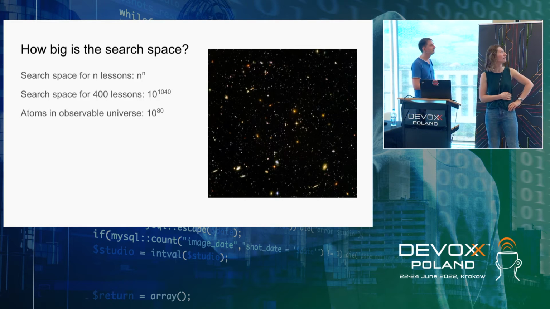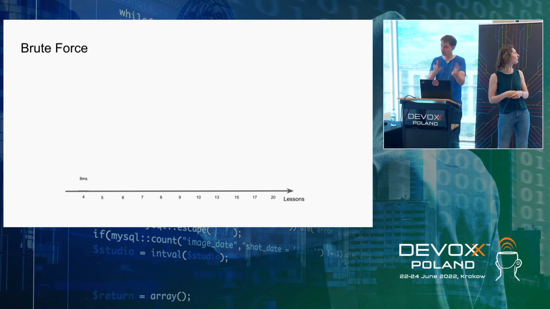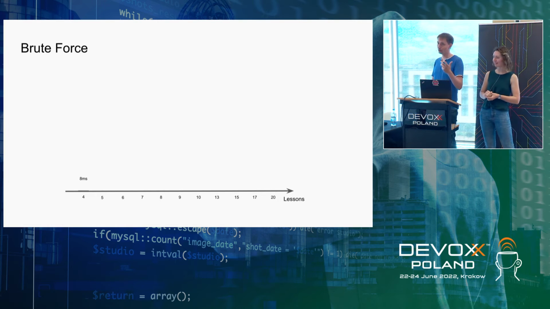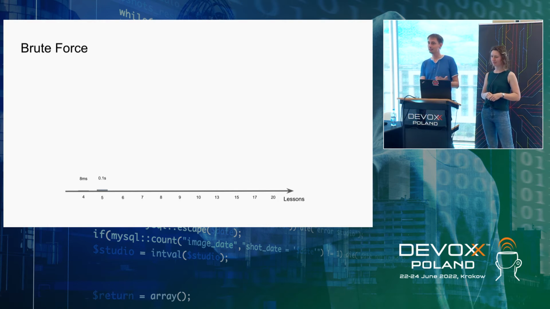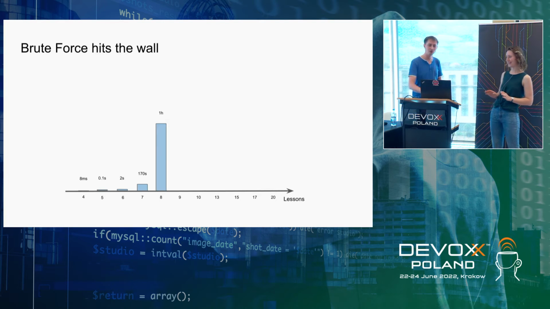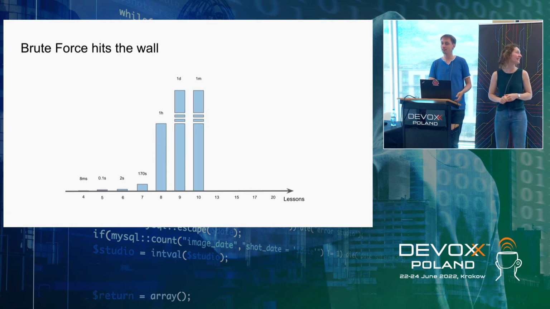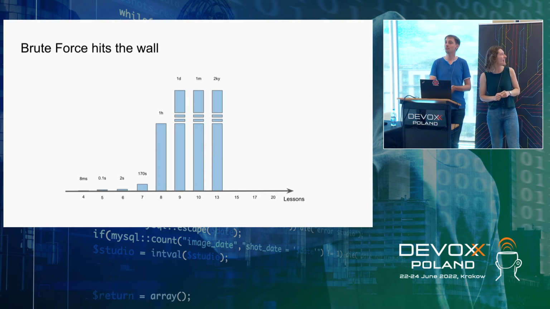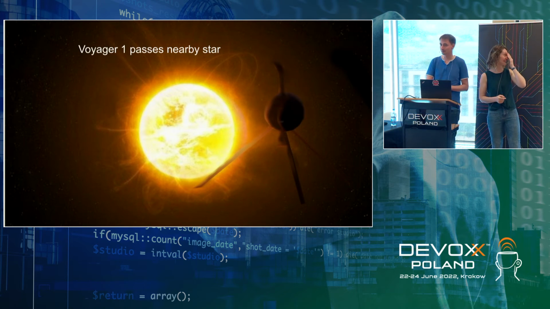Okay. So how long will it take to solve our problem, right? So for brute force, we tried this out, and you can try this out with the code yourself. To solve 4 lessons and assign it to 4 slots, that's 8 milliseconds, right? 5 lessons, 0.1 second. 6 lessons, 2 seconds. 7 lessons, almost 3 minutes, right? And then it comes, the wall, right? 8 lessons, 1 hour. 9 lessons, 1 day. 10 lessons, 1 month. 13 lessons, 2,000 years. That's when Voyager 1 will pass the first nearby star.